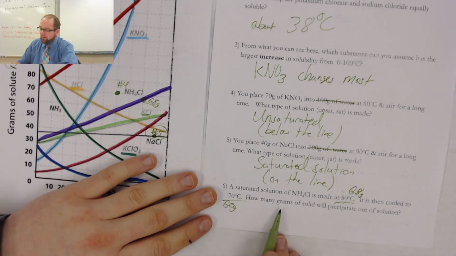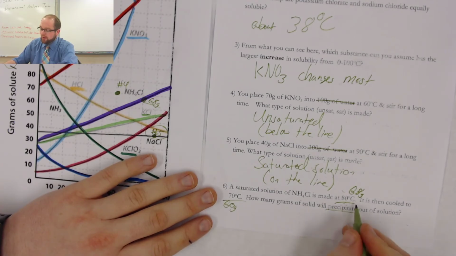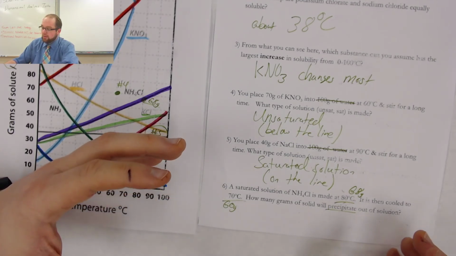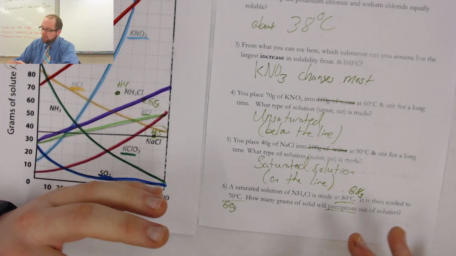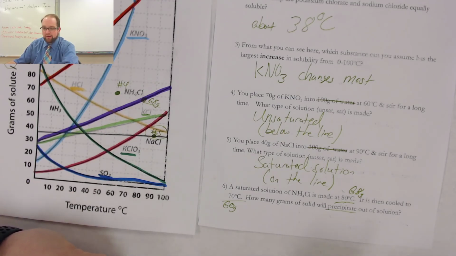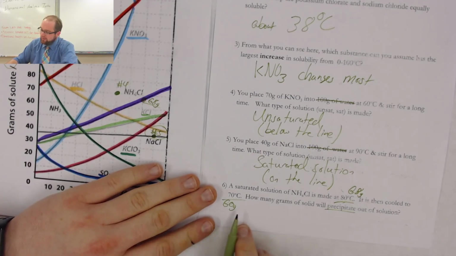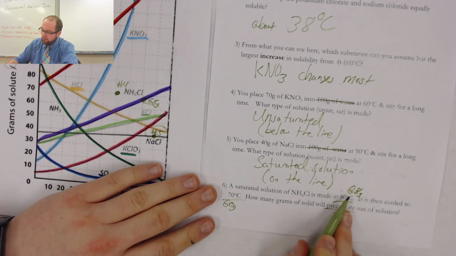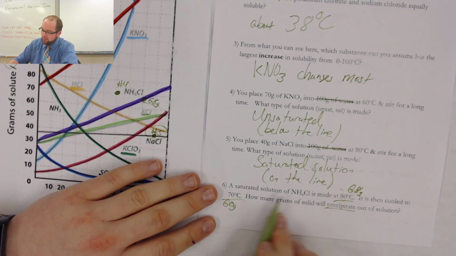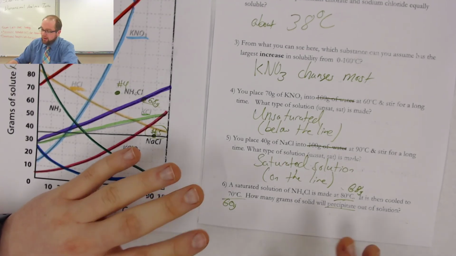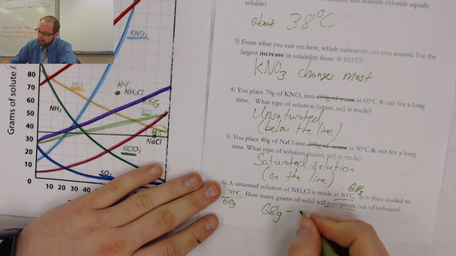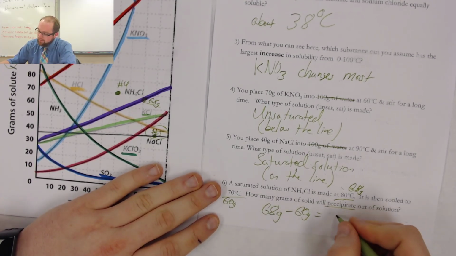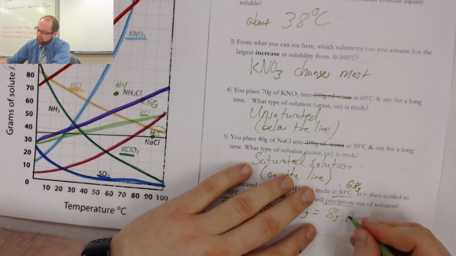And then it asks, how many grams of solid will precipitate out of solution? This is the word we talked about a little bit, but basically precipitate just means that the solid is going to fall down and no longer be dissolved, kind of like rain precipitating, falling down out of a cloud. Now, we can see our two amounts here, that we can hold 68 here and only hold 60. The difference is what I would expect to see drop down. So I figure out my answer here by taking 68 grams minus 60 grams, and that means I would have a difference of 8 grams that would precipitate out.